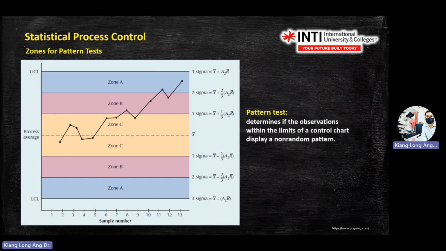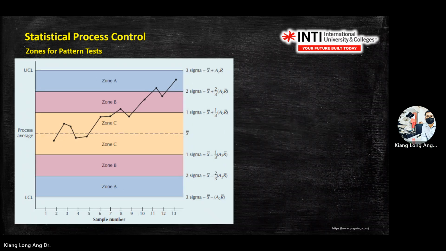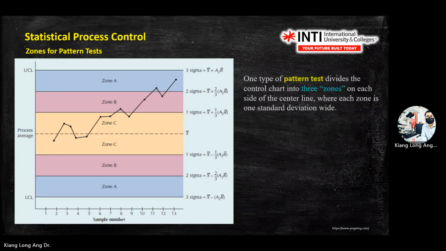So this is called the pattern test when you do Six Sigma analysis. The pattern test is to determine if the observations within the control limits display a non-random pattern. Just now we were looking at a random pattern. So what happens if the data is non-random? How do you determine whether the data is random or non-random? You look at whether the data fall into zone A, zone B, or zone C by using the pattern test. But again, your final exam does not require you to use the pattern test.